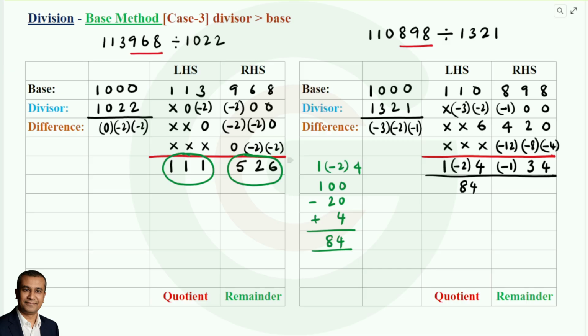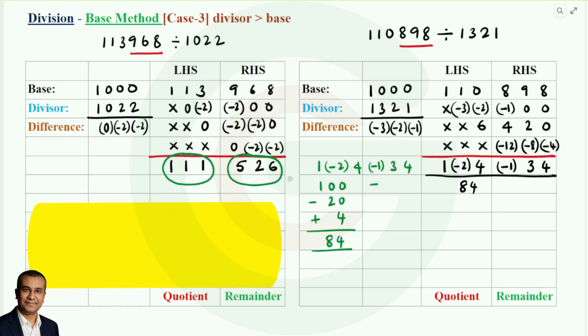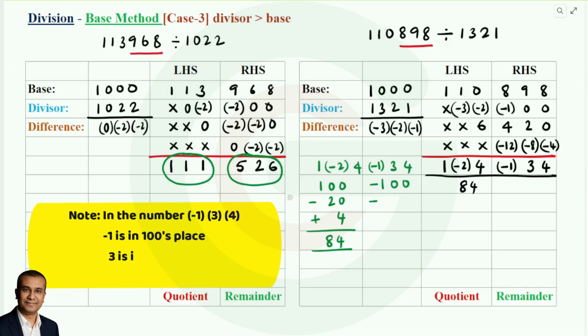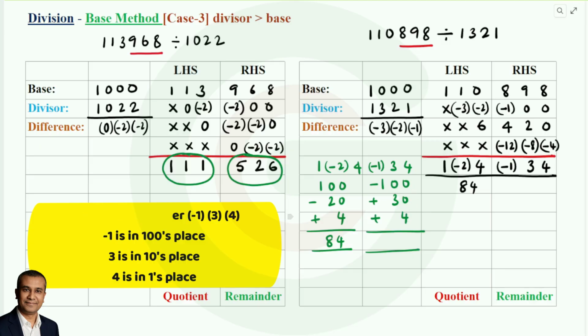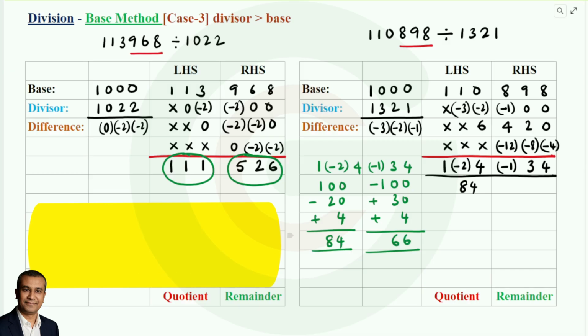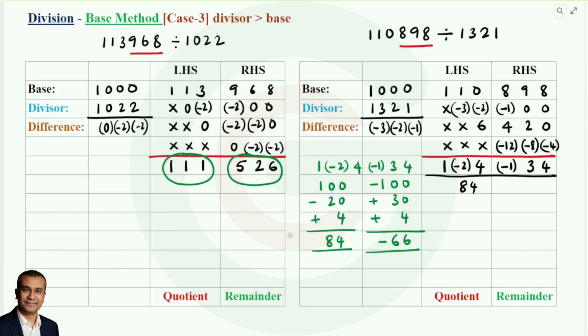Again on the right hand side we have minus 1, 3 and 4. The way we should write this is minus 100 plus 30 plus 4. So minus 100 plus 30 will give us minus 70. Minus 70 plus 4 will give us minus 66.